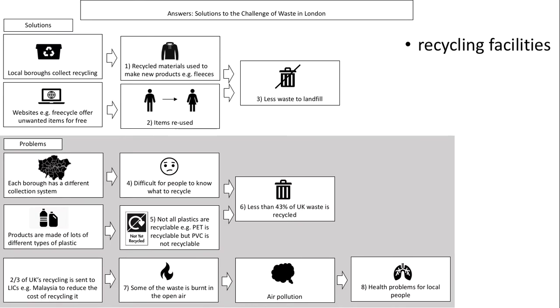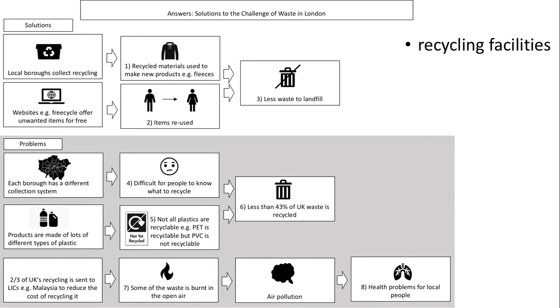Well, another thing that they're doing in the greenhouse development in those bullet points was that they've got recycling facilities. And again, we looked at recycling in London. Well, in London, the local boroughs collect the recycling. Well, that's good, isn't it? Because the greenhouse development also has recycling facilities, so they're recycling. So that means I could talk about the greenhouse development and say that the recycled materials are then used to make new products like fleeces, which means there's less waste to landfill, and that's sustainable because it's reducing the environmental damage of landfill.